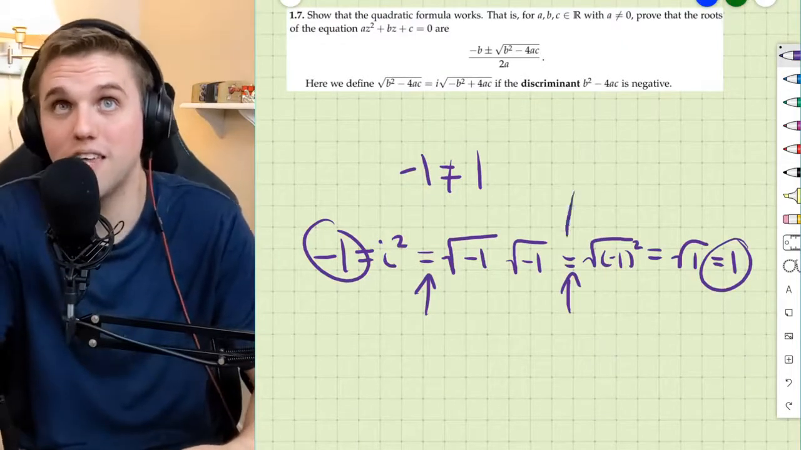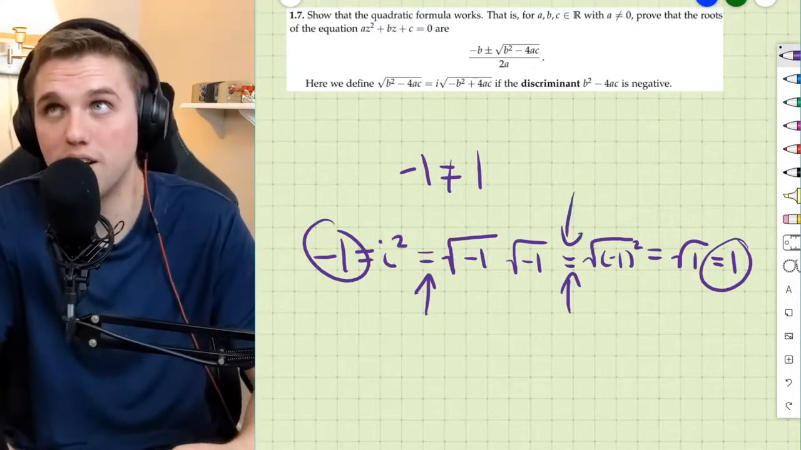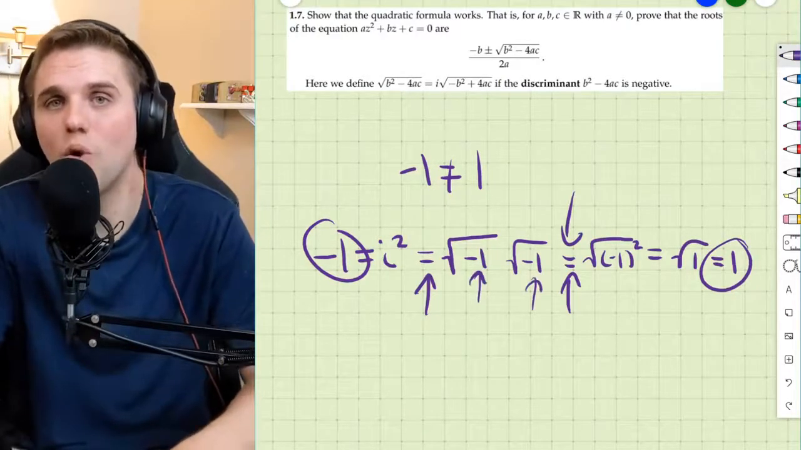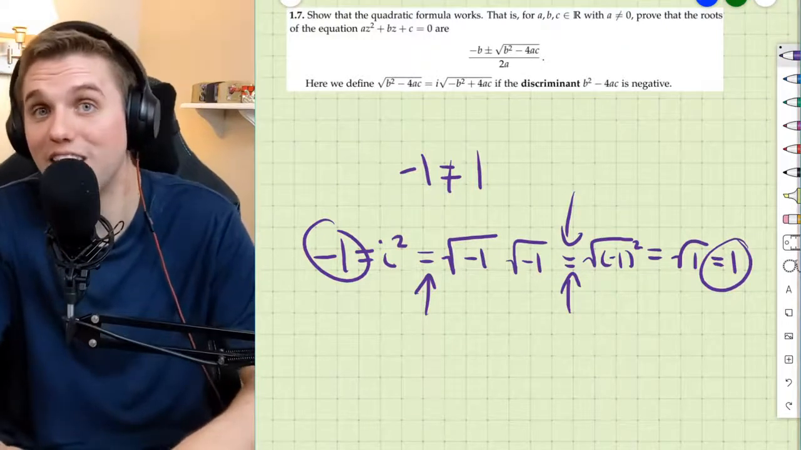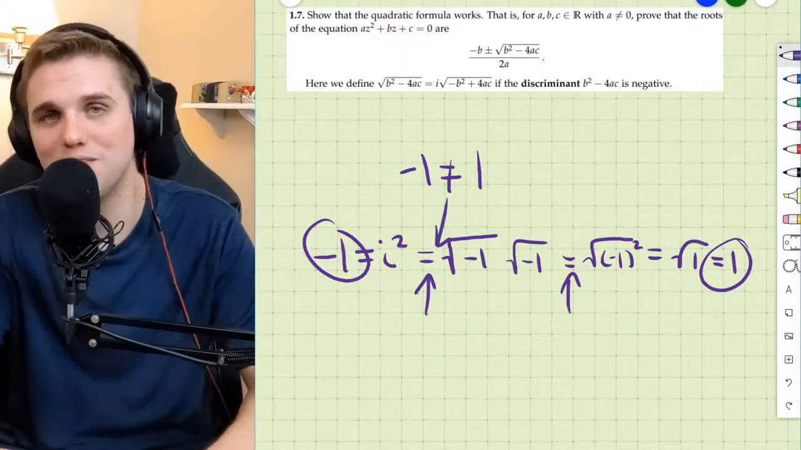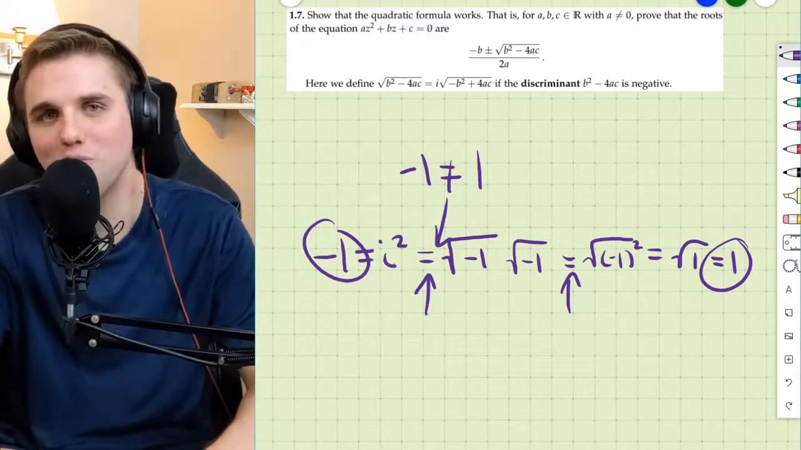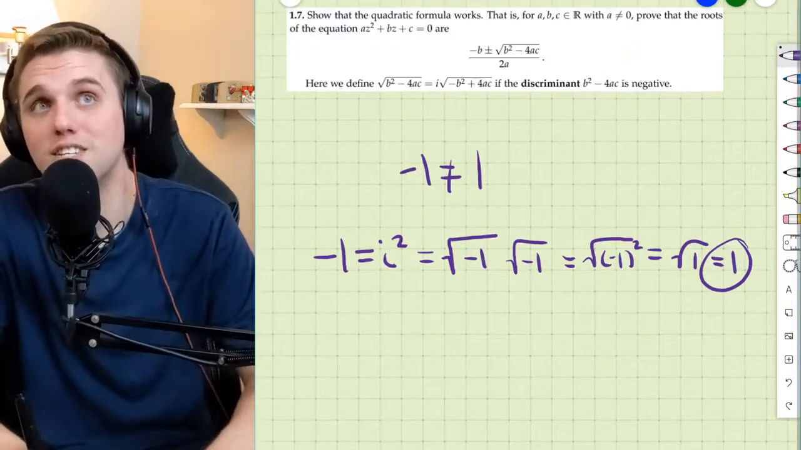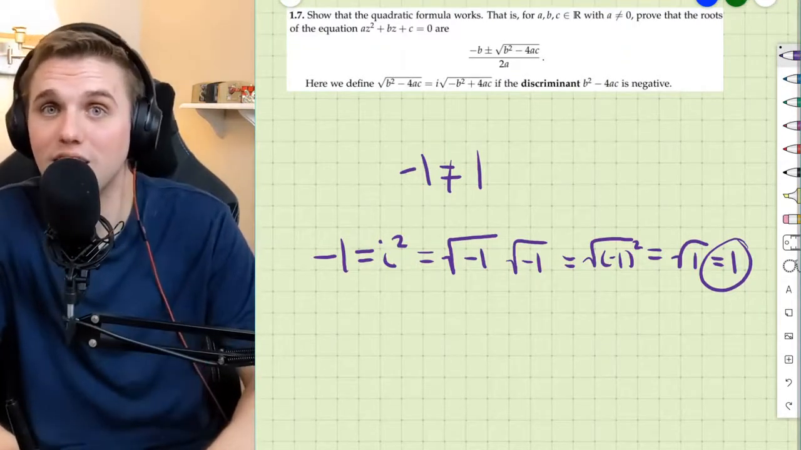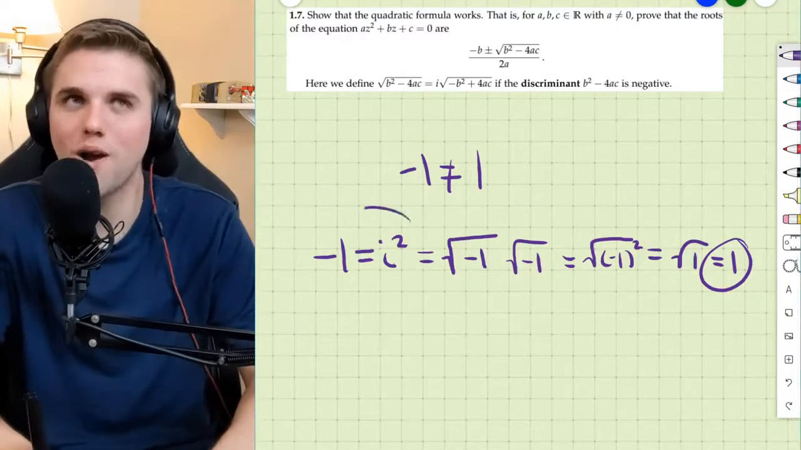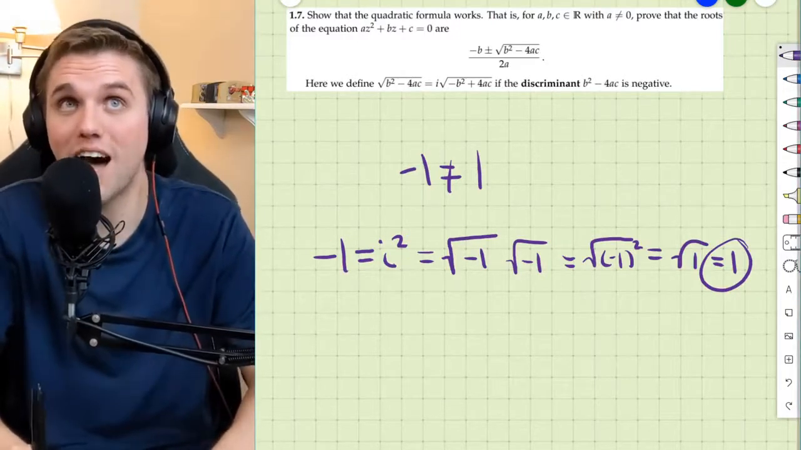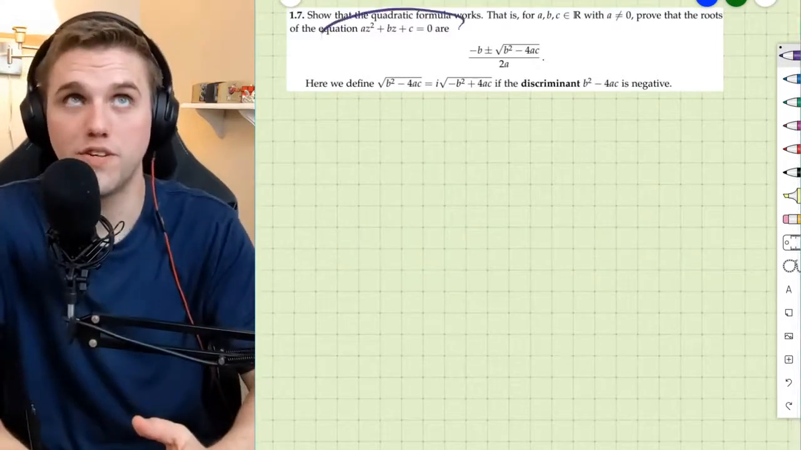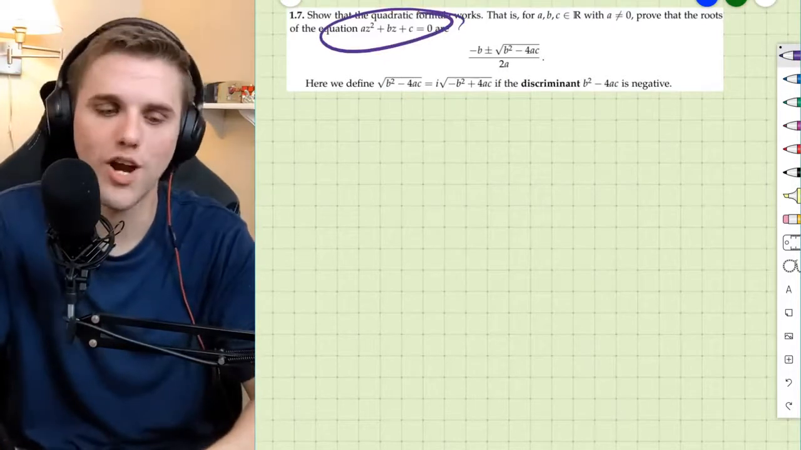Again, that's problematic. And that's problematic. Both problematic. This algebraic property here doesn't exactly hold for when the inputs here are negative. They only hold for when the inputs are non-negative. And then this equality just doesn't hold because i is not the square root of -1. That's not i. i is just the unique object that we created in such a way that if we square it, we get -1. Does that mean that i is the square root of -1? No, it's not. Okay, so let's try to prove this theorem, that the quadratic formula works.